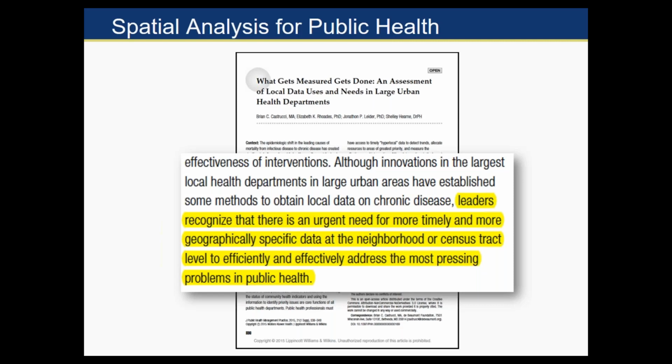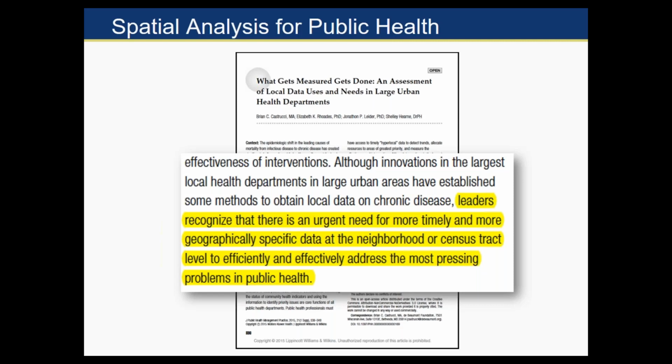And just to grab a quote from this article: leaders recognize that there is an urgent need for more timely and more geographically specific data at the neighborhood, or what we call census tract level, to efficiently and effectively address the most pressing public health problems that we're facing today.